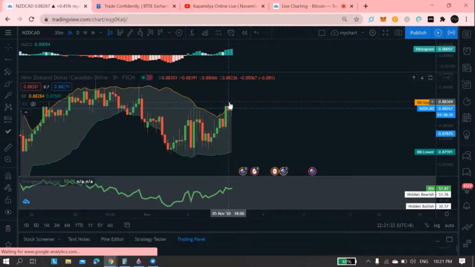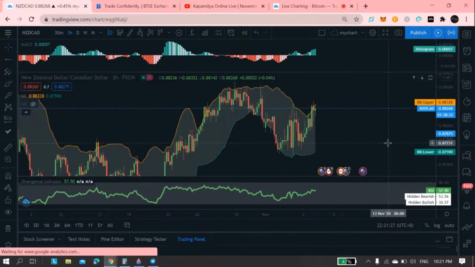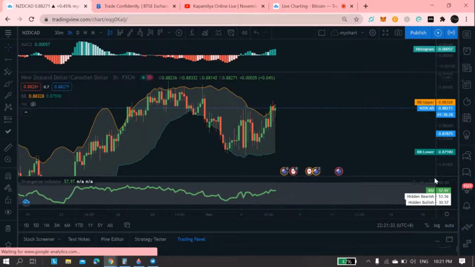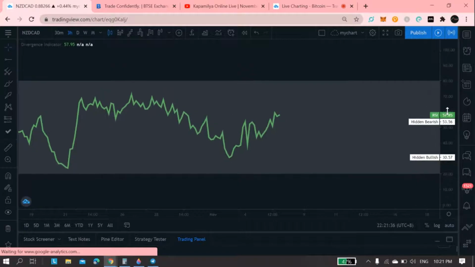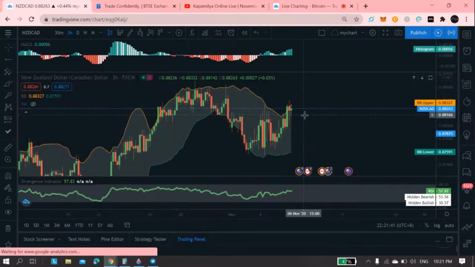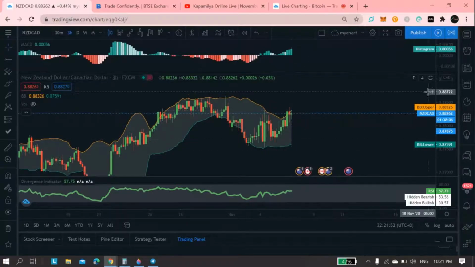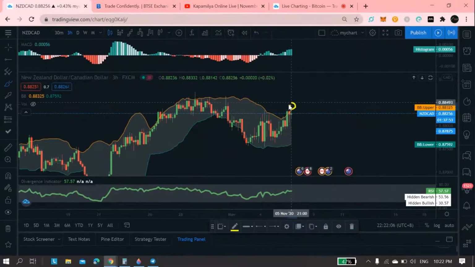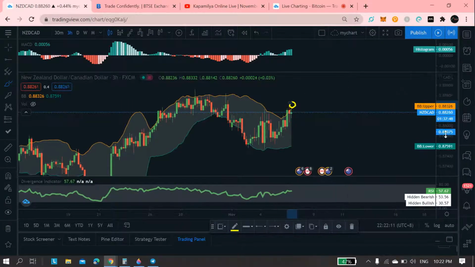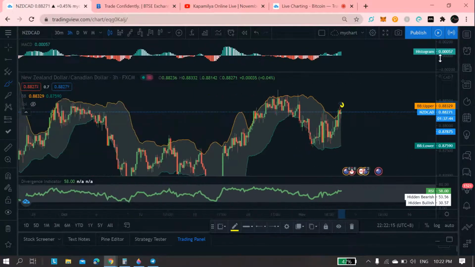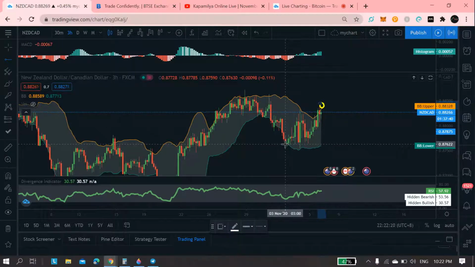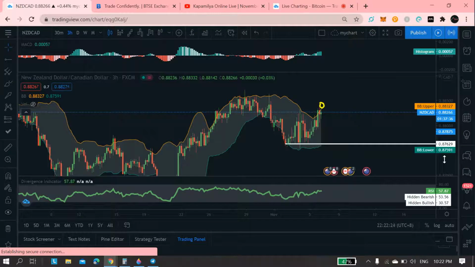Wait, I'm just looking if there is a possible divergence. This is going up and this is actually also going up. So there is a convergence. So I'll just wait for the rejection at this area. Because currently it's already at resistance, so I might not trade this one. I'll just wait for it to go outside this Bollinger Band before I go short with a possible target of at least this area or close to lower Bollinger Band around the 87 area.